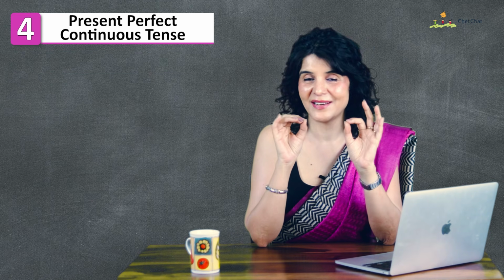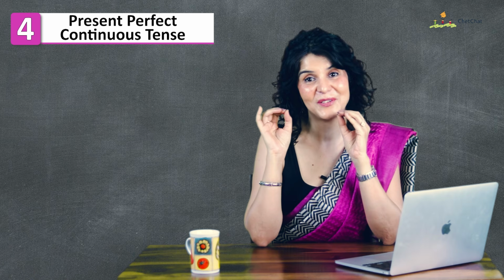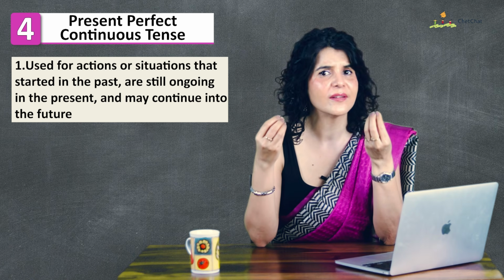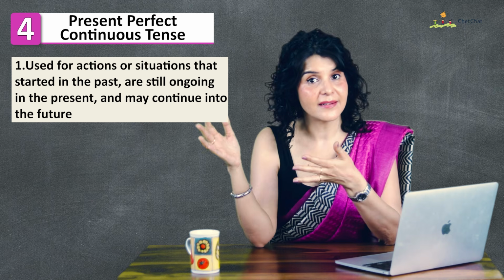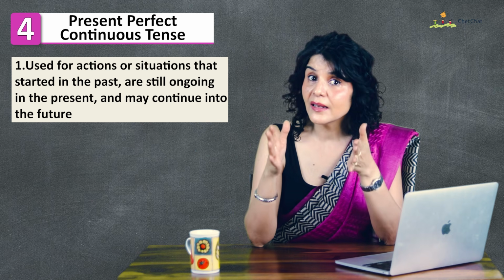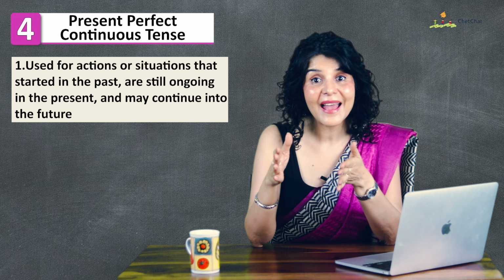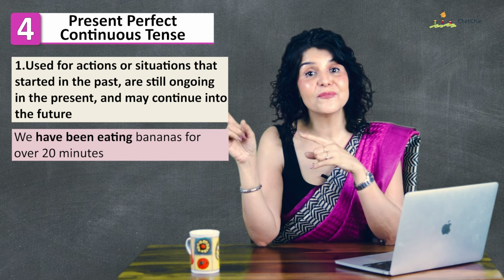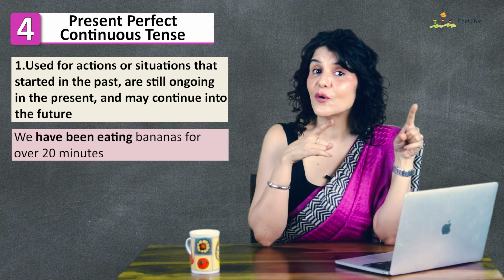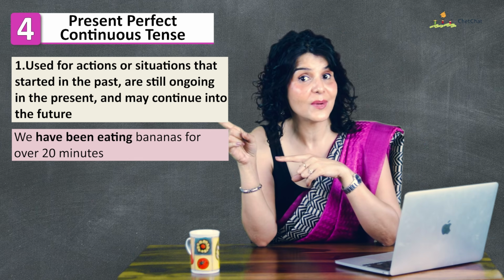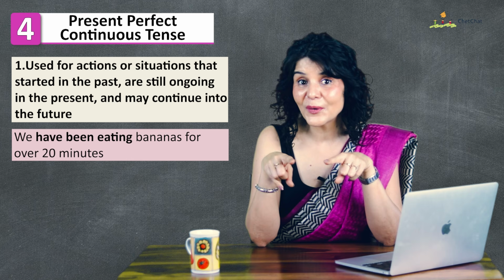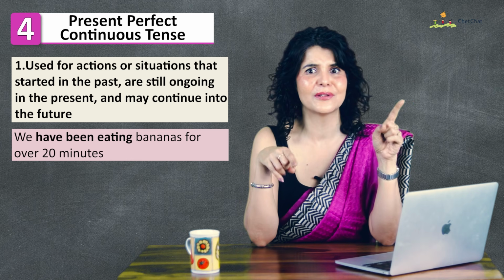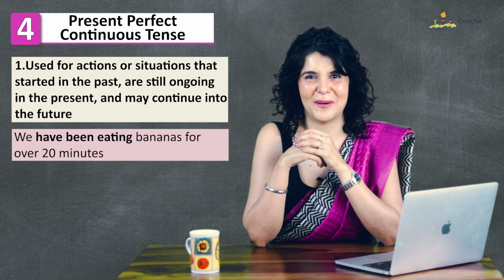Use number 1 of the present perfect continuous tense is that it is used for actions or situations that started in the past, they are still going on in the present, and they may continue into the future. We have been eating bananas for over 20 minutes. It started 20 minutes ago. It's still going on. We are still eating. It is not yet over. It will continue into the future. God knows when we'll stop.